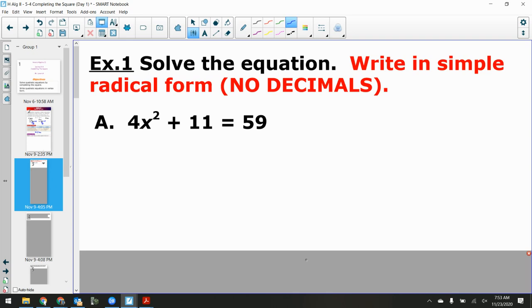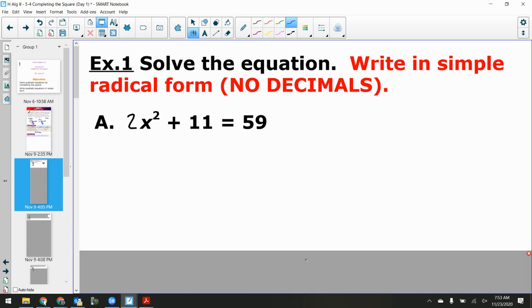4x squared plus 11 is equal to 59. Why is this different? That's so weird. Okay, I'll make my screen match yours. I don't know why that's a 2 instead of a 4. Whatever. It doesn't really matter. It's all very similar.